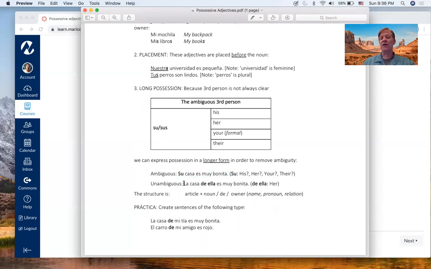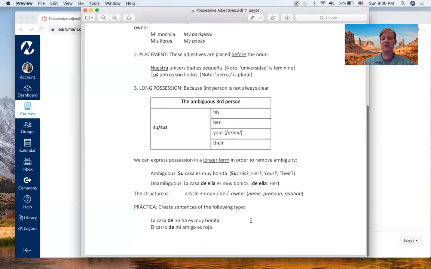We can say it long form, la casa de ella. So we say the article and noun first, and then de, and then the owner. Here's the structure. Article and noun, la casa, de, and then the owner. La casa de Juana, Juana's house. El libro de español, the Spanish book. Okay? That's how we indicate possession in Spanish.